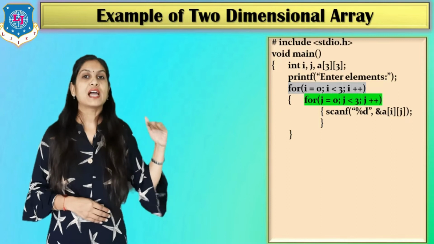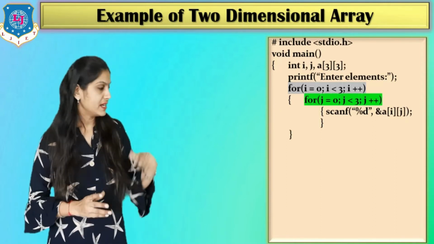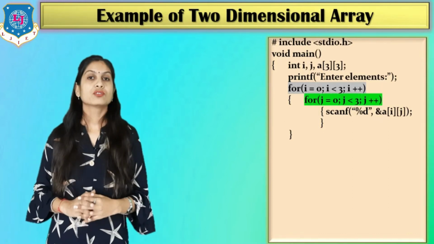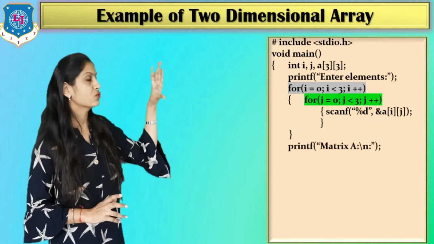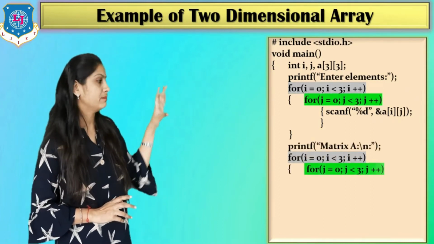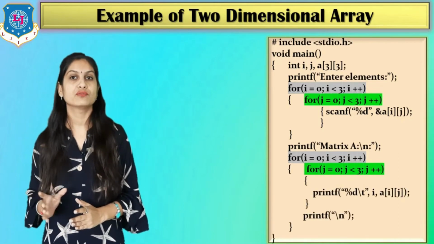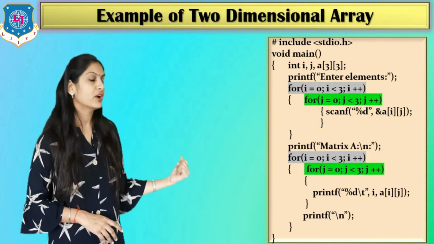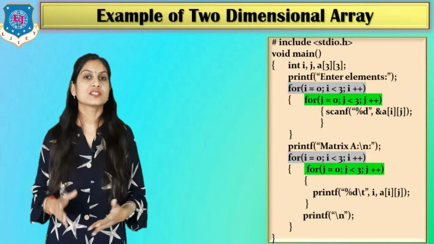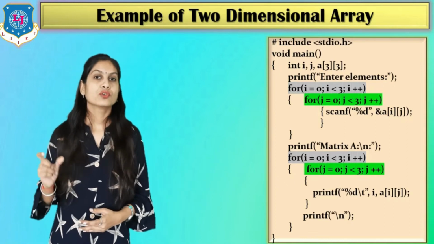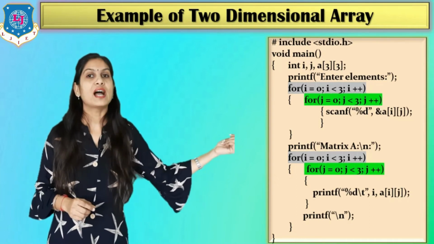Up to this point, we have to write this whenever we are writing any program using a two-dimensional array. Now our logic will start. The logic is to print the matrix, and for that we just have to copy this for loop and paste it. The only change is that instead of scanf we write the printf function. So in the same for loop we write printf("%d\t"), just for a tab, so you can find the space between two values, and then a[i][j].